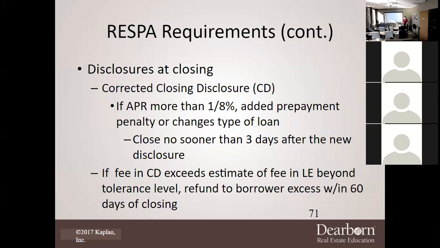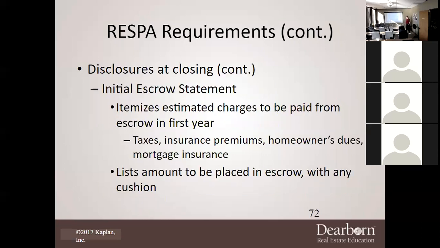Yep. Also, if a fee in the closing disclosure exceeds the estimate of the fee in the loan estimate beyond the tolerance level, then the refund to the borrower for the excess is due within 60 days of closing. These are things that need to be disclosed. The initial escrow statement itemizes the estimated charges to be paid from escrow in the first year: your taxes, insurance premiums, homeowner dues, and mortgage insurance. It also lists the amount to be placed in escrow with any cushion.